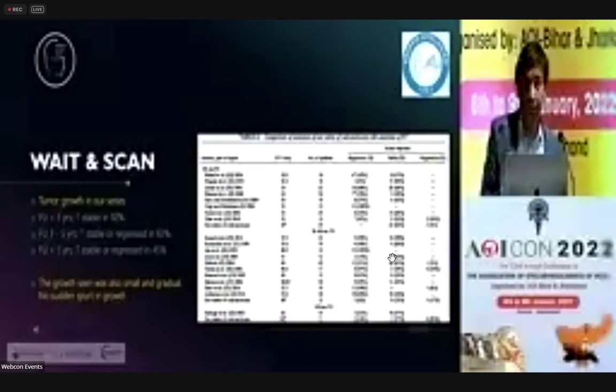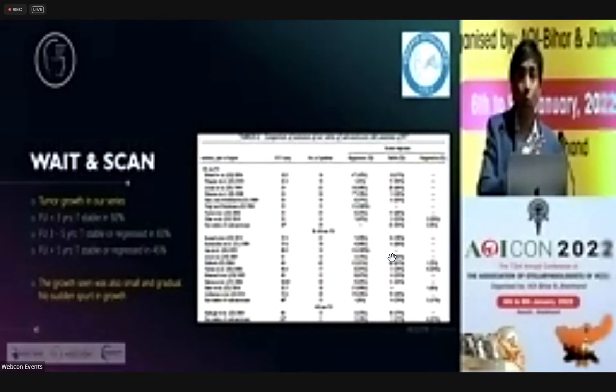Okay, when the patient is ready, let's go for surgery. There was no sudden spurt in tumor growth. That's very important. So what happens during the interim? Let's say we ask the patient to come after 1 year. What will happen if there's a sudden burst of a blood vessel? Nothing like that ever happened.